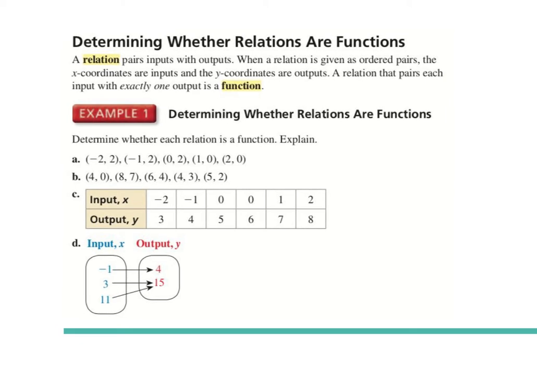Okay. Determining whether relations are functions, okay? A relation is a pairing of inputs with outputs. When a relation is given as an ordered pair, the x coordinates are inputs and the y coordinates are outputs. A relation that pairs each input with exactly one output is called a function.